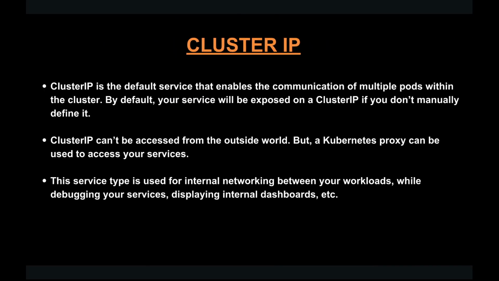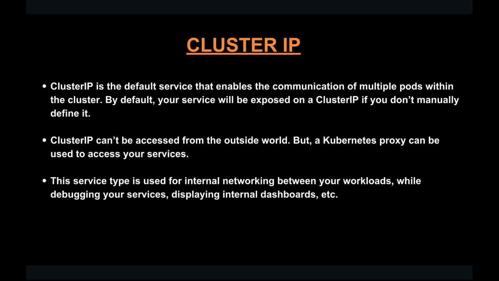So first let's discuss what is cluster IP. Cluster IP is the default service that enables the communication of multiple pods within the cluster. Let's say you have two worker nodes and on both the worker nodes, one pod is running. By default, they can communicate to each other using their cluster IP service. Whenever you create a service and you don't specify a service type, that means the service will be exposed as a cluster IP. It cannot be accessed from outside the internet, meaning a user on the internet will not be able to browse this cluster IP service, right? It is just used for the internal communication between the pods.